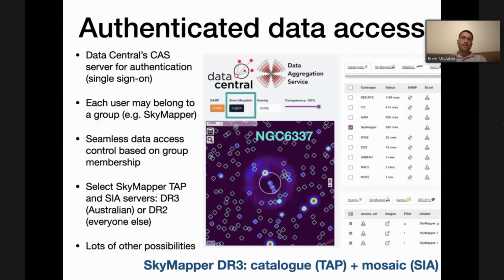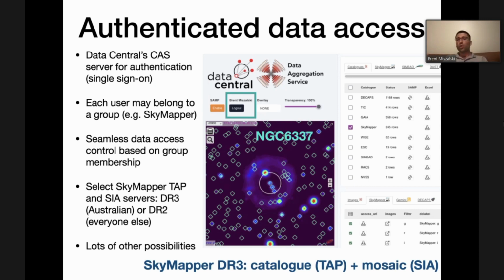We have authenticated data access using Data Central's CAS server for authentication. Each user that is logged in may belong to a particular group, for example, a SkyMapper group, and that allows us to provide seamless data access control based on group membership.